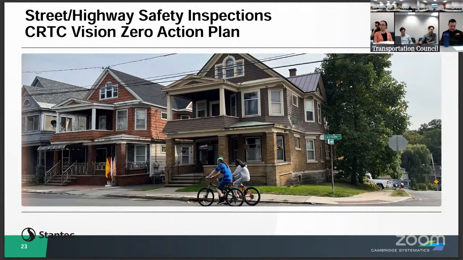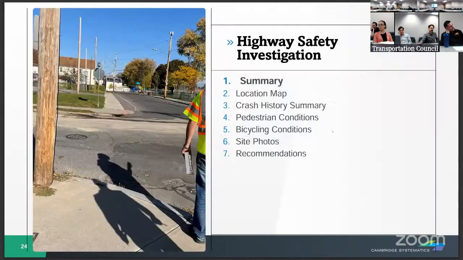As part of the Vision Zero Action Plan, we've been going to 40 locations. It's really more intersections than that. Some of them are corridors. But we're doing these inspections, and I'll talk a little bit about what they are. This is just a photo from one of our site visits earlier in the year.